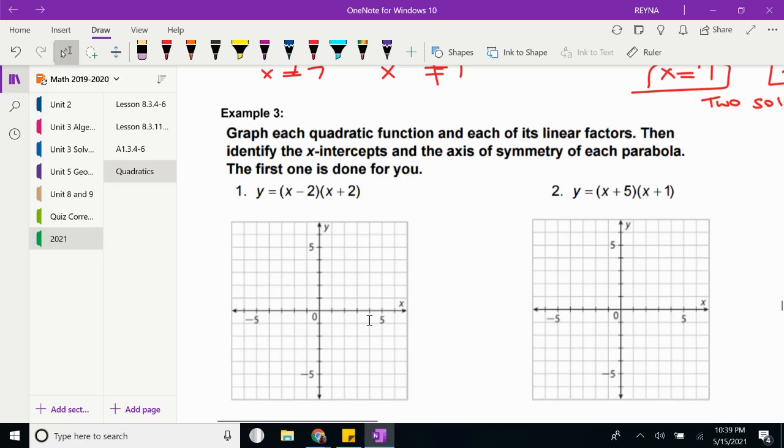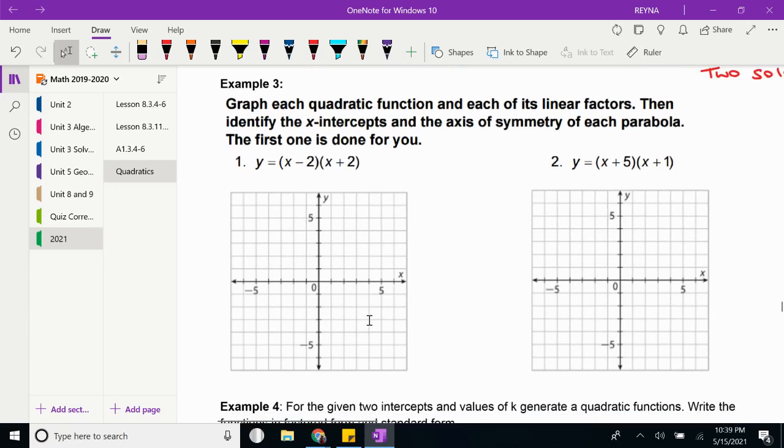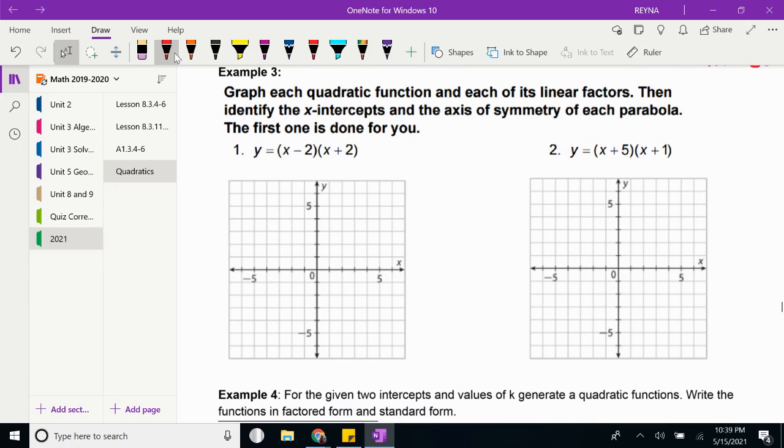Okay, now it says graph them. Okay, so what number could I put here that would make this 0? Well, I could put 2. 2 minus 2 is 0. So that means there's going to be a 0 at 2. Okay, what could I put here that would make this binomial 0? Negative 2. And then if I want my axis of symmetry, it's halfway between those 2 points. I can look at it. Okay, easy. Halfway would be 0.